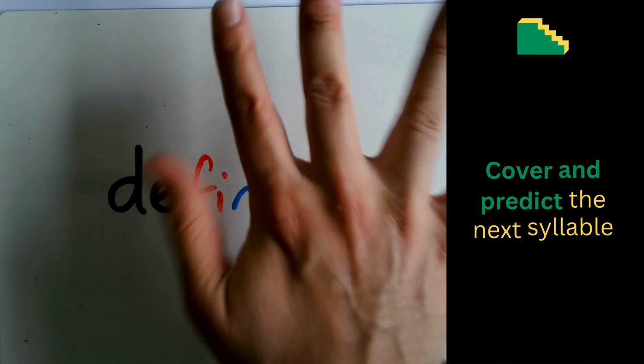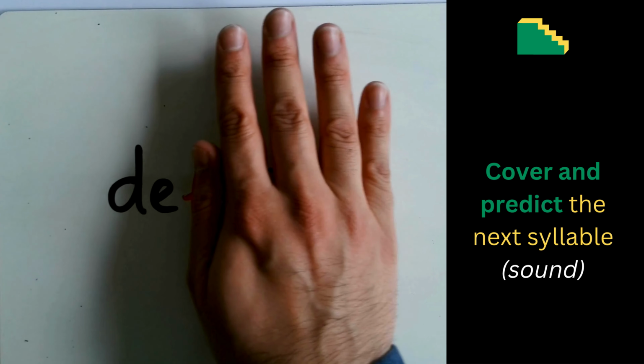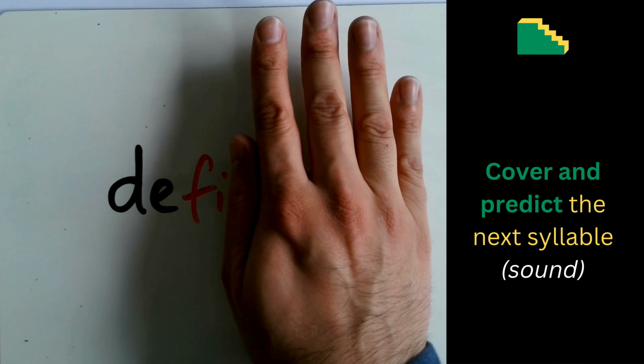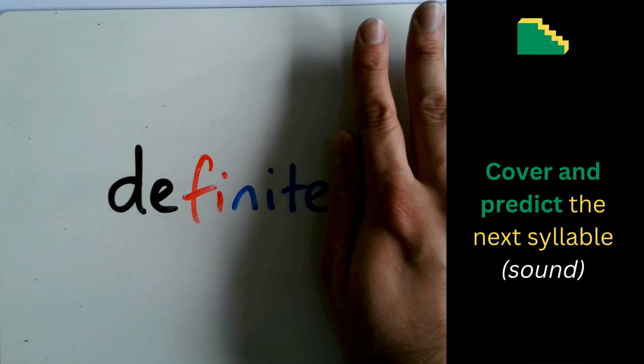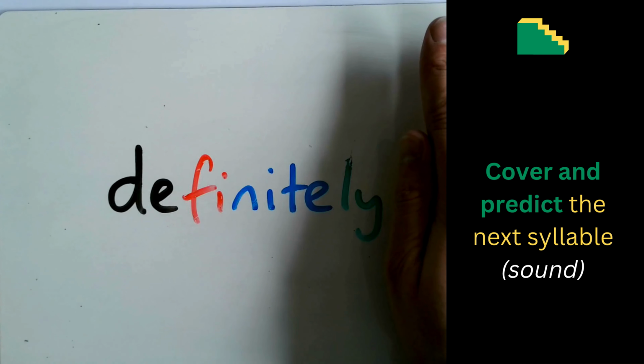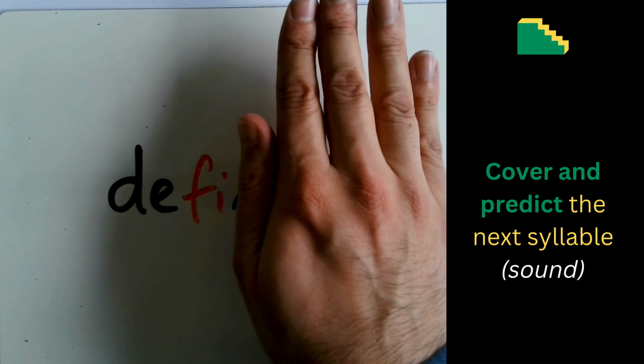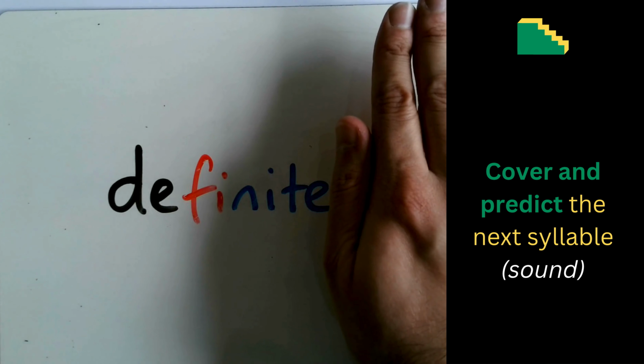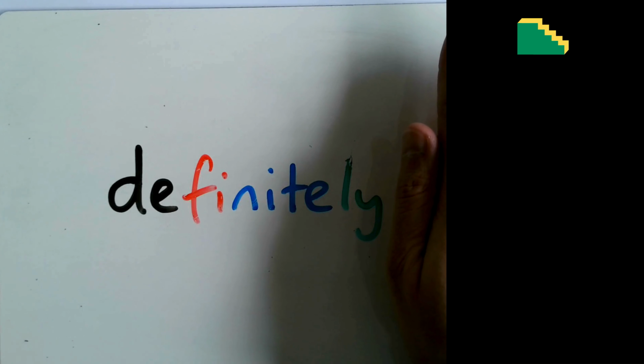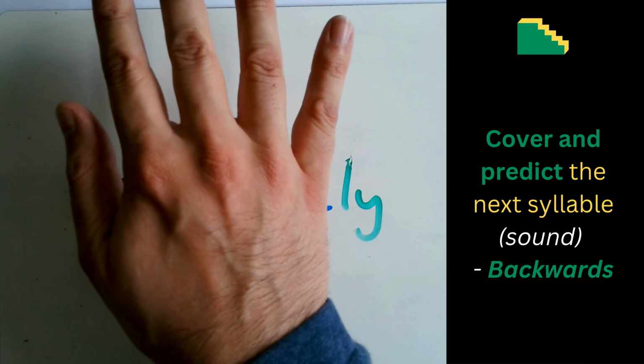We're going to cover it up and predict the next sound. De, fi, knit, li. Okay, good. Let's try it again. De, fi, knit, li. Good. Let's say it backwards now.